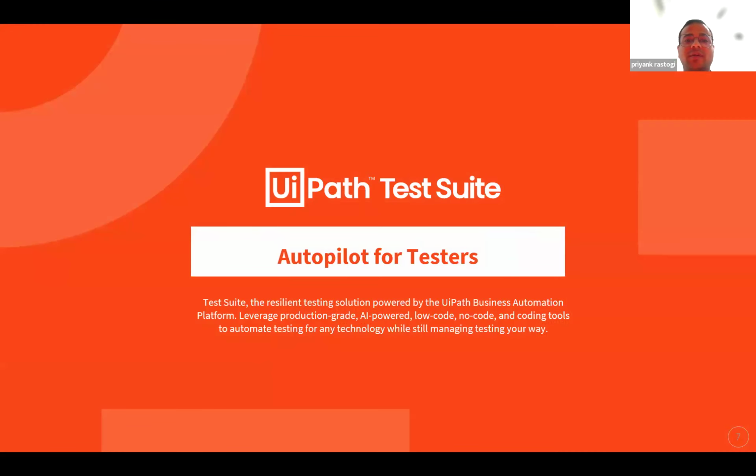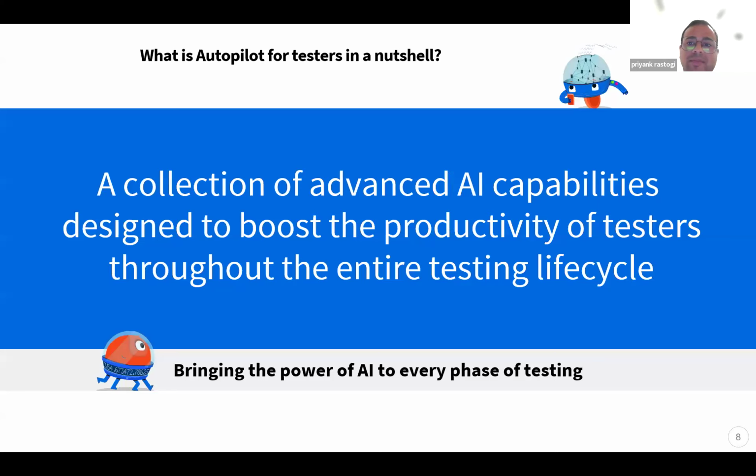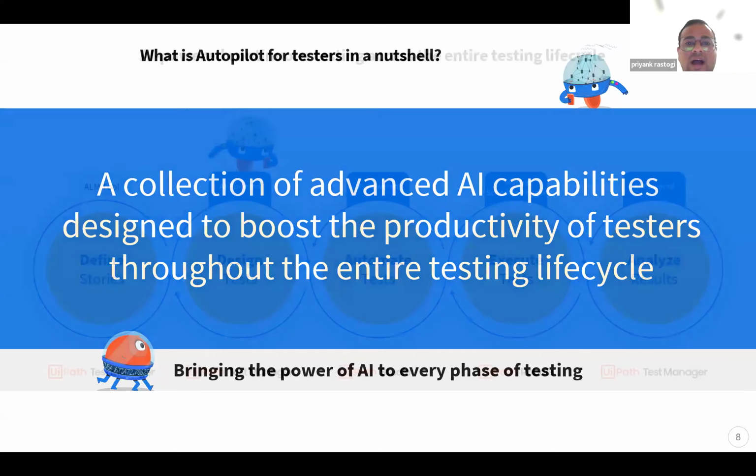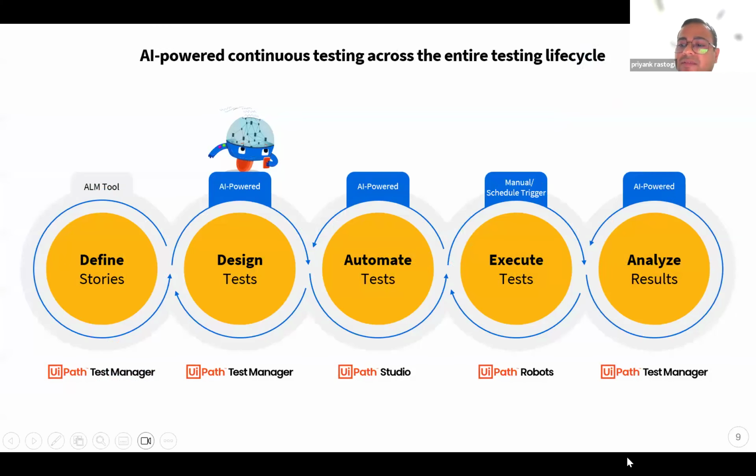Now we jump to the main agenda of this session, Autopilot for Testers. Autopilot for Testers is a collection of advanced capabilities designed to boost the productivity of testers throughout the entire testing lifecycle. What does it mean? We'll see how it can ease the life of every person involved in testing. I will cover in the next slide how it can affect the business user, test user, developer, and also the end user who analyzes the results, how the AI can ease their life.